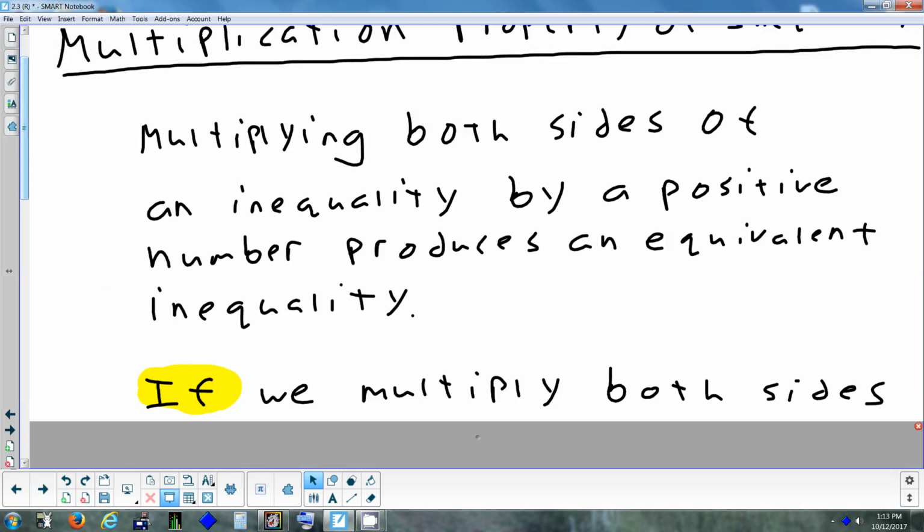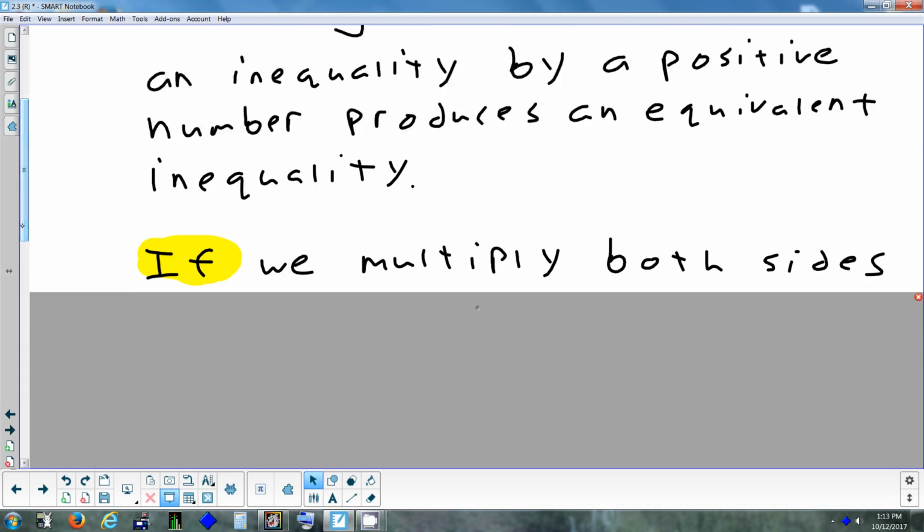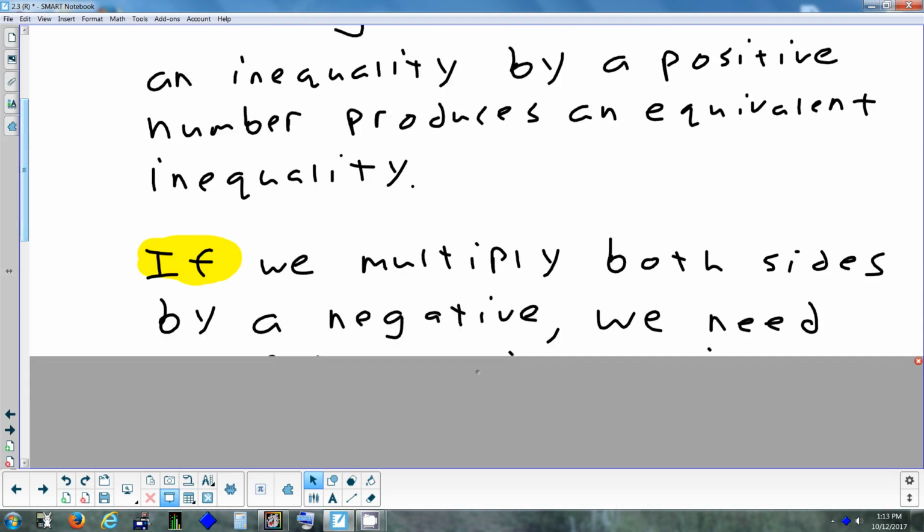But what do you think I'm going to put here? If you multiply both sides by a, what kind of number? Negative, good job. So if you multiply or divide both sides by a negative, what do you think you need to do to make the statement true? Because the way the inequality was pointing, it didn't work. So what could we do with the inequality?